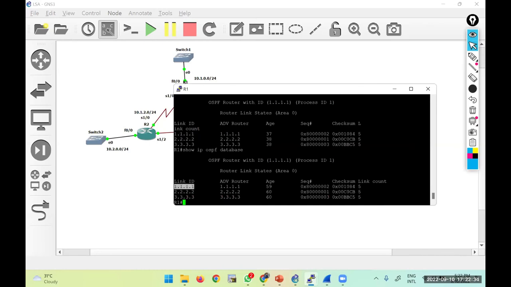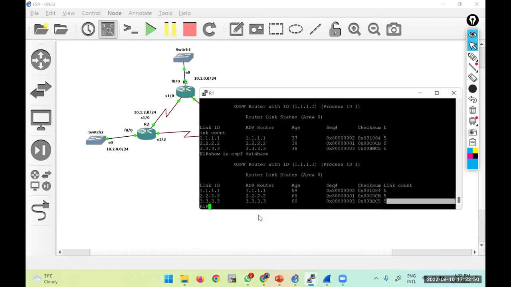What will we get from this LSA? If we check on the right side, see, from R1 we already get the 5 link count, and from router 2 we'll have 5, and from router 3 we'll have 5. What links will we get from R1 and R2?